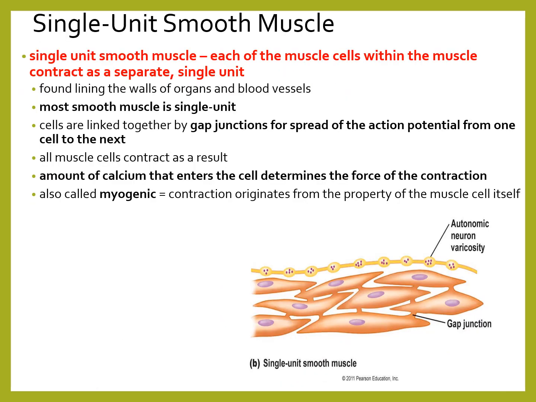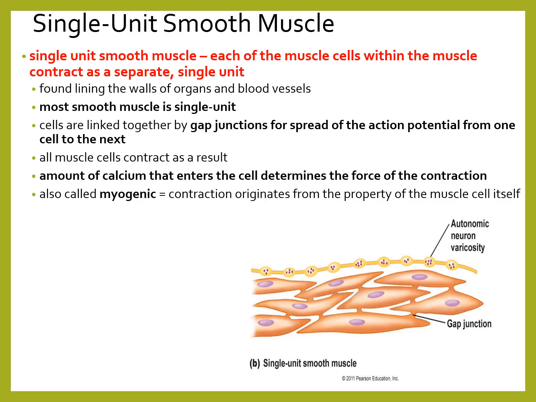Okay, remember, multi-unit. You've got this network of autonomic nervous system neurons, which kind of look again like beads on a string. They weave their way in and around the smooth muscle so that multiple smooth muscle cells will contract as a unit when a group of synaptic vesicles release their neurotransmitters. All right, now in single unit, you can have the contraction of the muscle as a separate single unit.